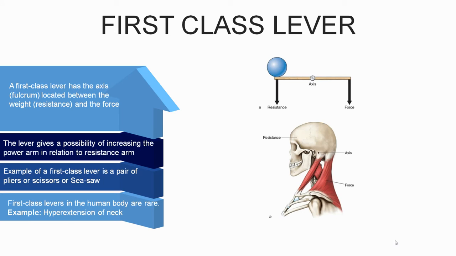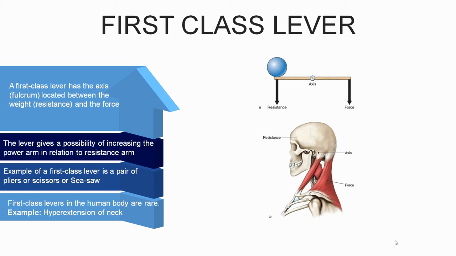The lever of first order, that is the first class lever. The first class lever has the axis, that is the fulcrum, located between the weight, that is the resistance, and the force, as we can see in the figure. The lever gives a possibility of increasing the power arm in relation to the resistance arm. An example of the first class lever is a pair of pliers, or scissors, or a seesaw.